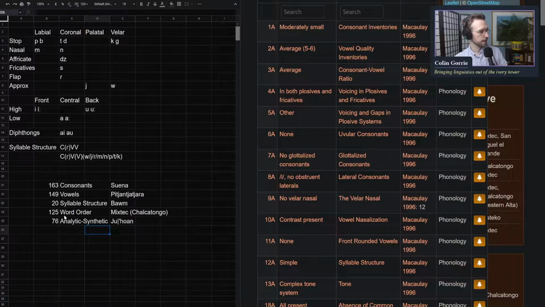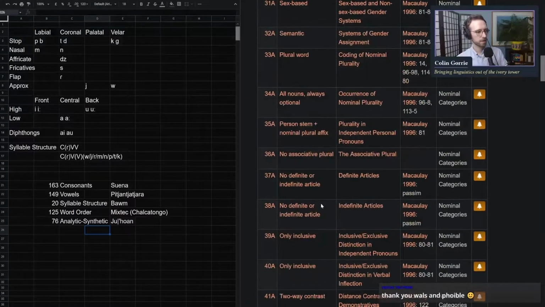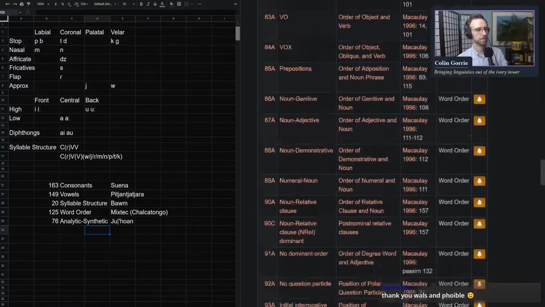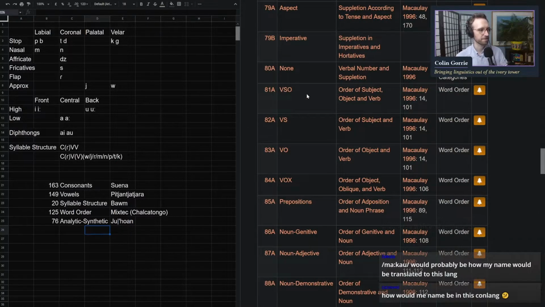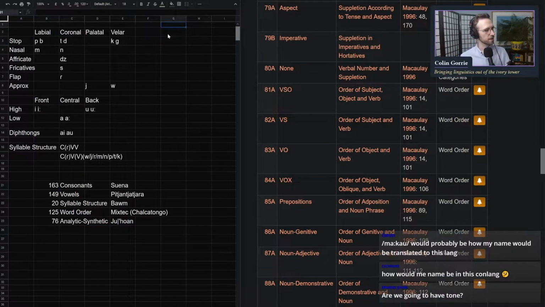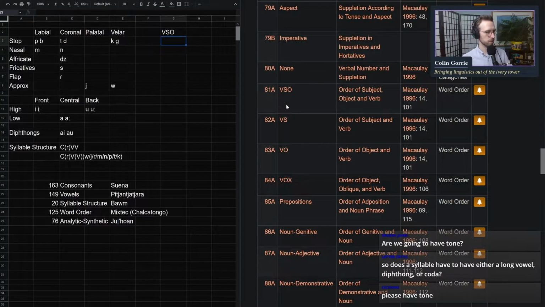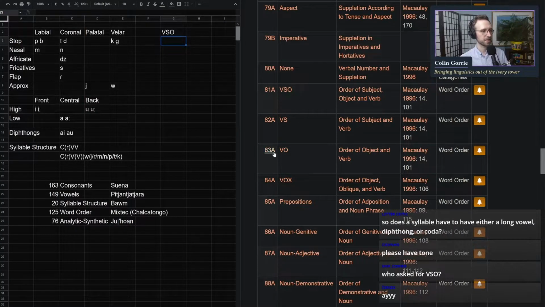So let's take a look at the word order. So let's go down to, let's see, word order. Here we go. And so here we have a delightful assortment of word order features. And so we're just going to copy them. So here's what we have. Oh, who in the chat said they wanted VSO? Because we got it. VSO. So we have VSO, VS, VO. Okay, that's incorporated into VSO.